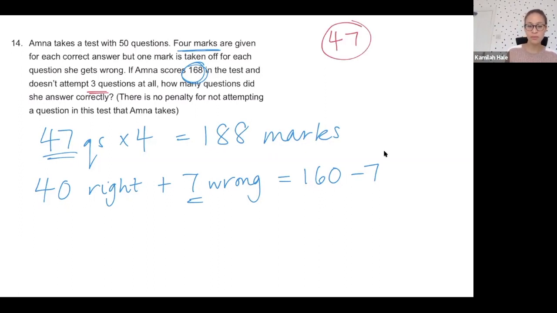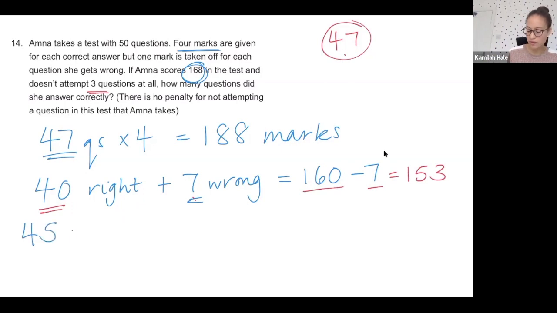So if she attempted 47 questions, if she got 40 right, she'd get 4 marks for each one of those right answers. But if she got 7 wrong, she'd lose 1 mark for each of the wrong answers. So for getting 40 right, she'd get 160 marks. For getting 7 wrong, she'd lose 7 marks. So all in all, she'd get 153 there.